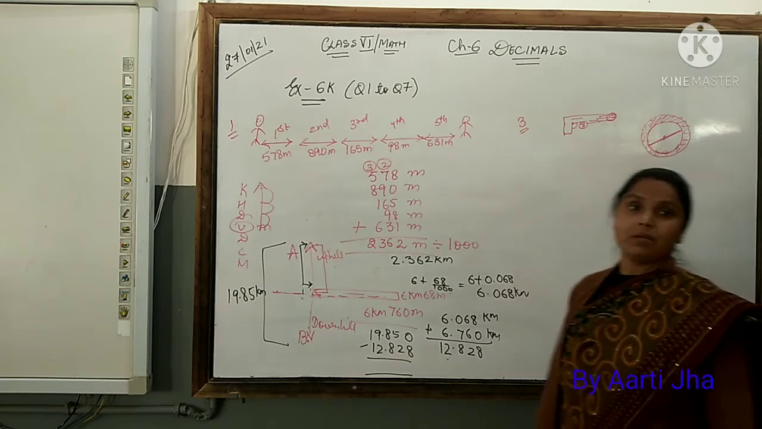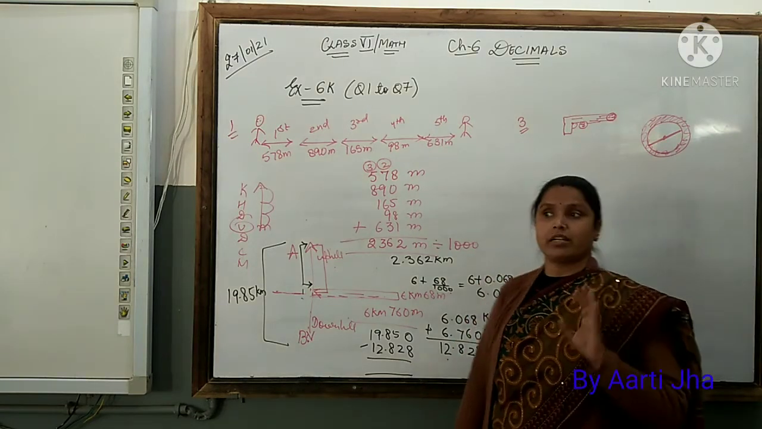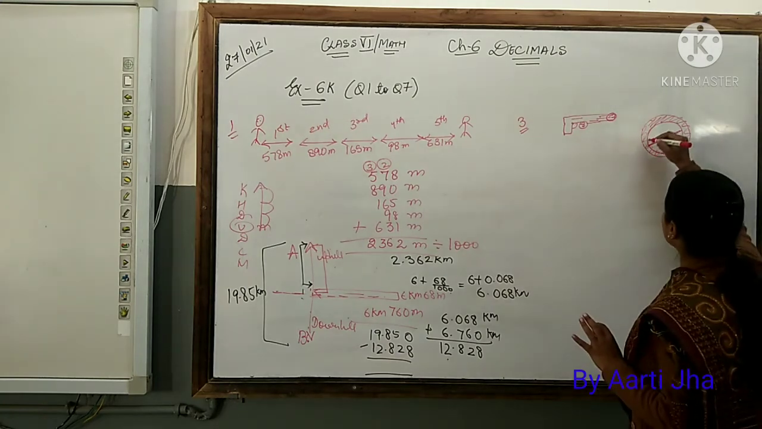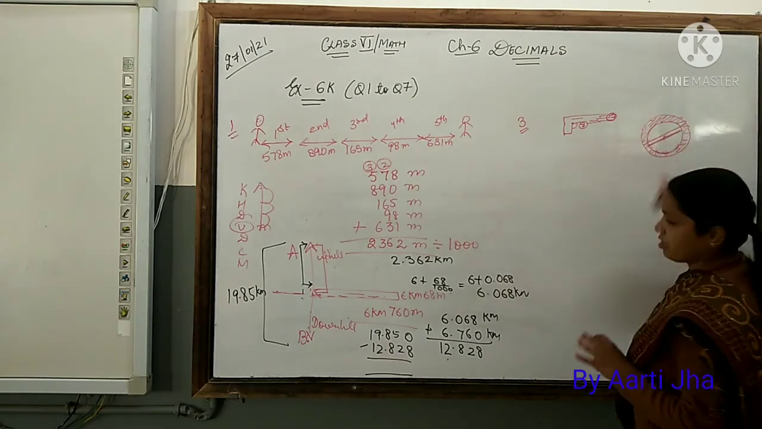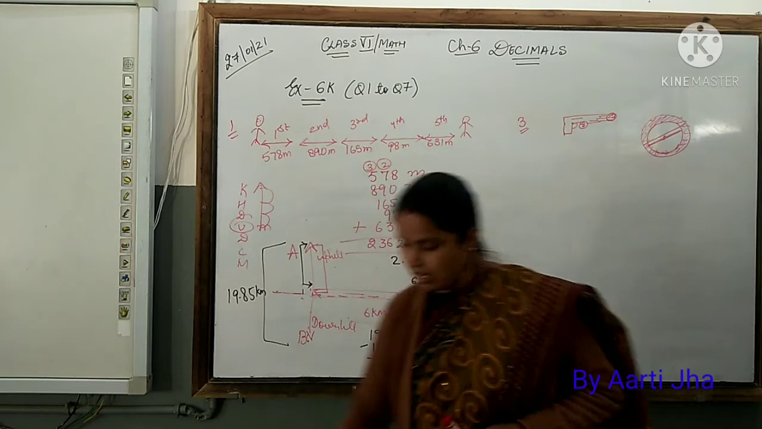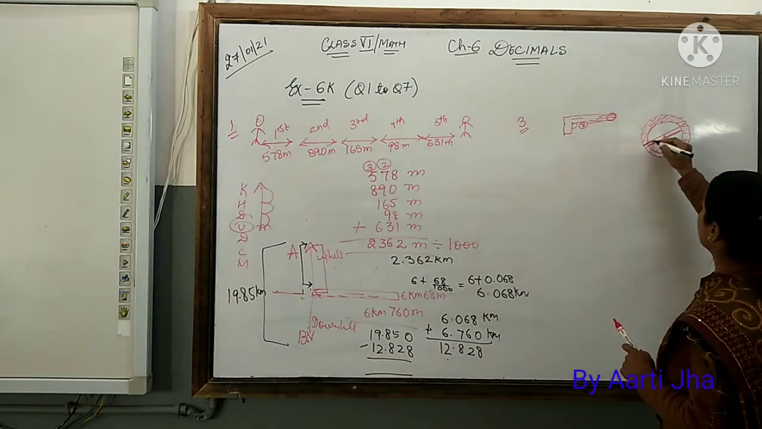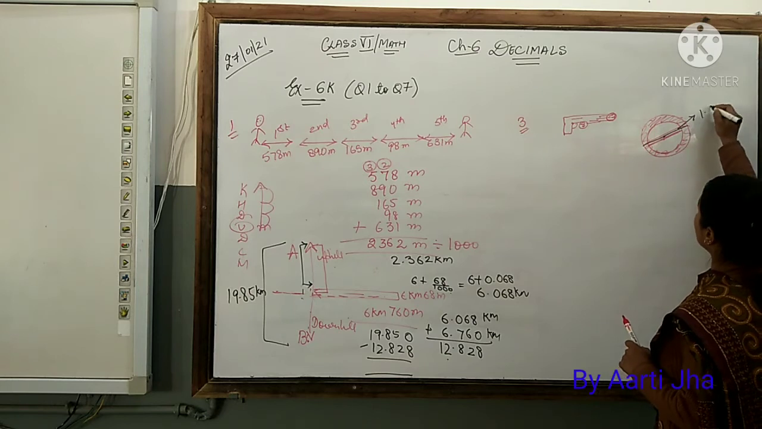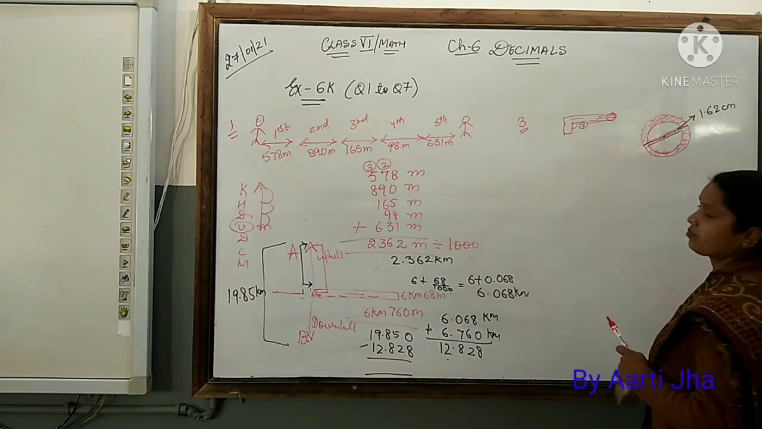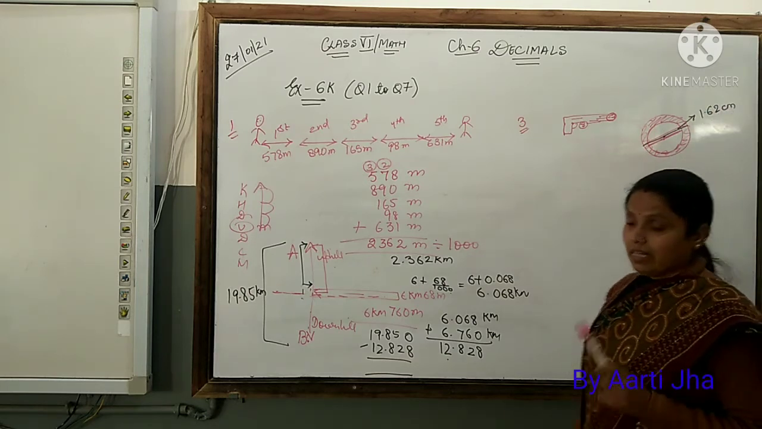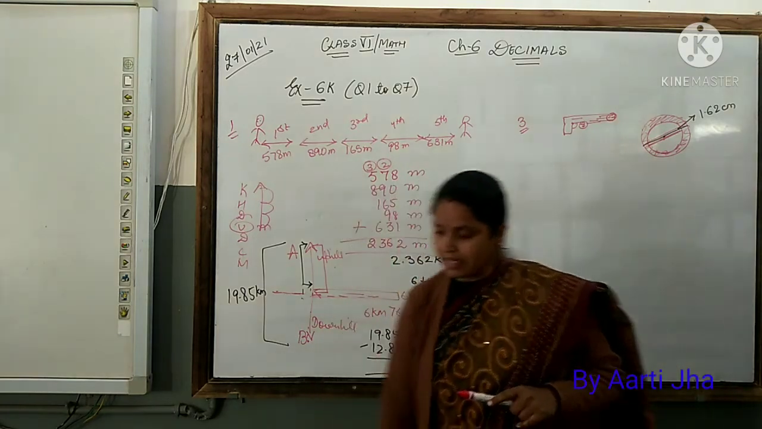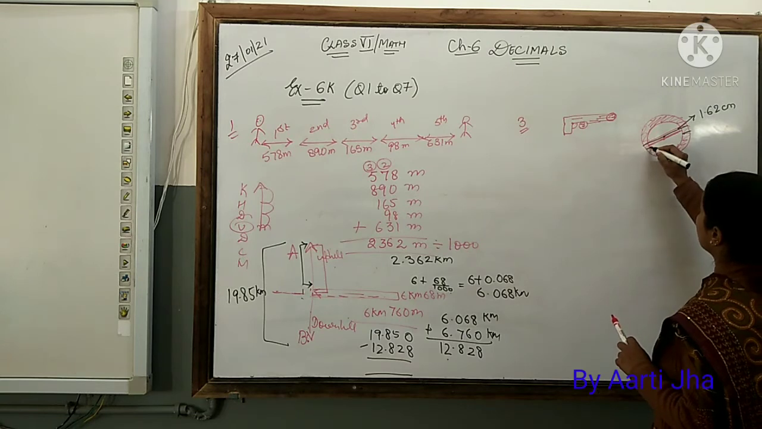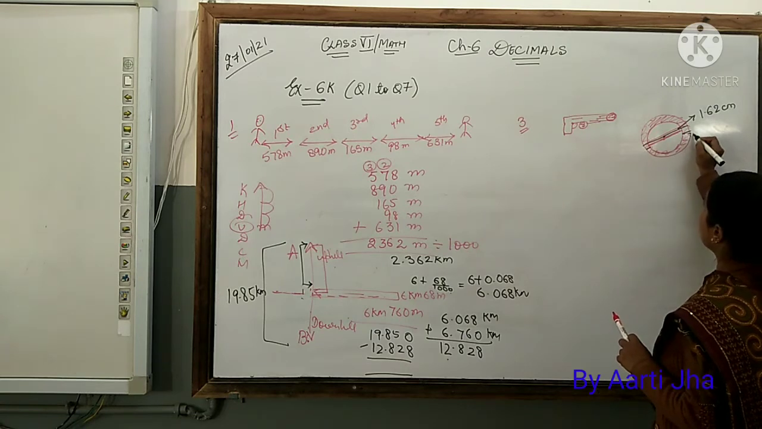What is the meaning of diameter? Diameter is the line crossing through the center. Now this internal diameter I don't know. I know the external diameter, this much diameter is given. The external diameter is given as 1.62 centimeter. Then the thickness of the metal is given as 7 millimeter. Thickness means this much. This is 7 millimeter.